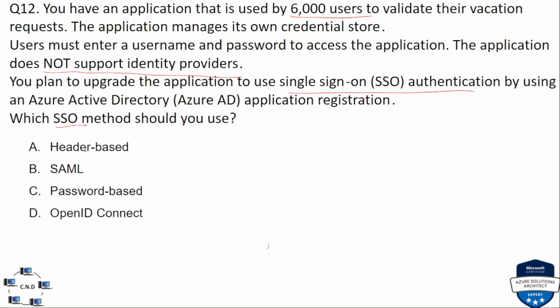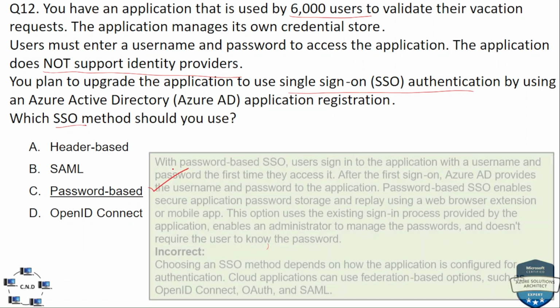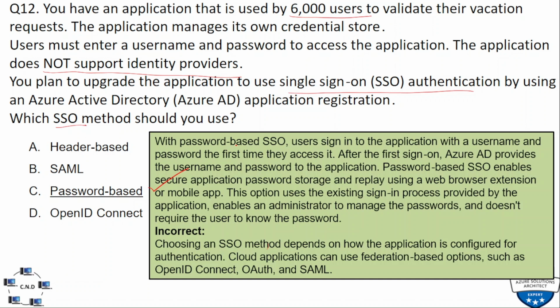And the options are A. Header based, B. SAML, C. Password based, and D. OpenID Connect. And the correct option is option C. Password based. So with the password based SSO, users sign in to the application with the username and password the first time they access it.